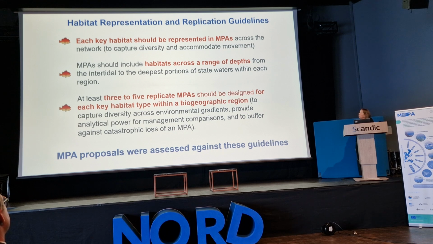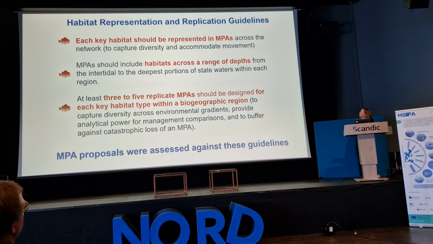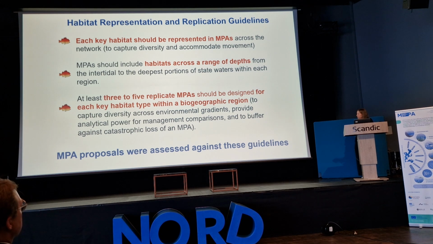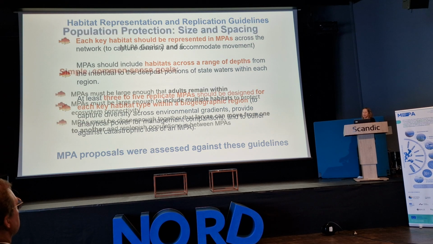And then to translate these into more specific guidelines, this is an example of the guidelines that the stakeholders had to follow. Each key habitat had to be in the MPAs. The habitats had to range across depths, from the intertidal to the deepest portion. And even getting more quantitative, proposals needed to include 3 to 5 replicate MPAs for each key habitat within each biogeographic region. It's not the details that are important here, it's more how we did this, the level at which we did this. So the MPA proposals could then be assessed against these guidelines.